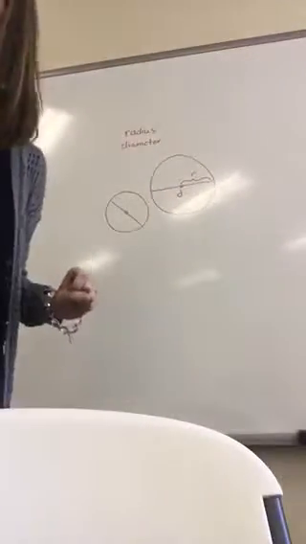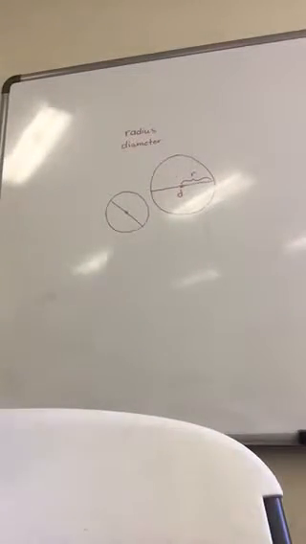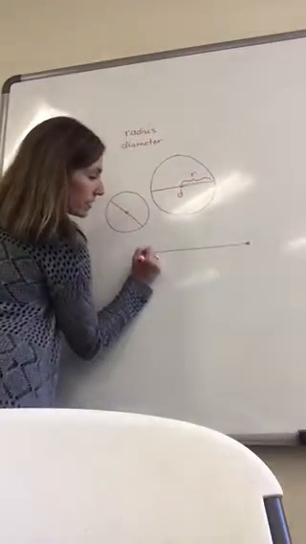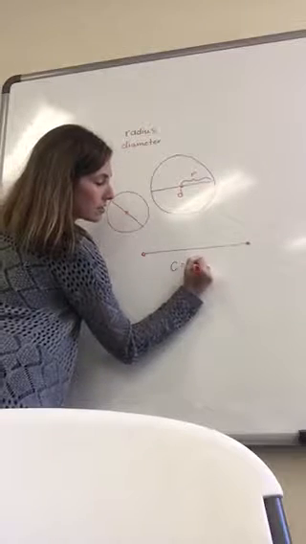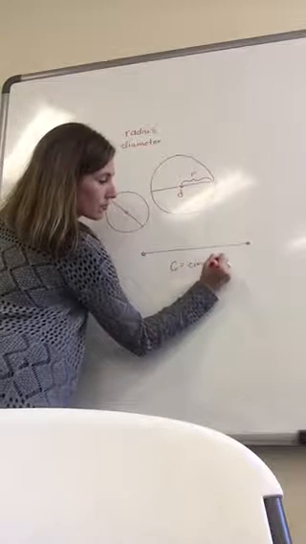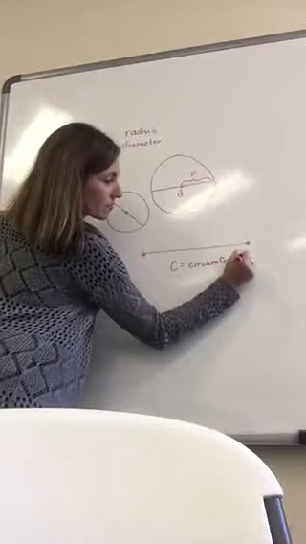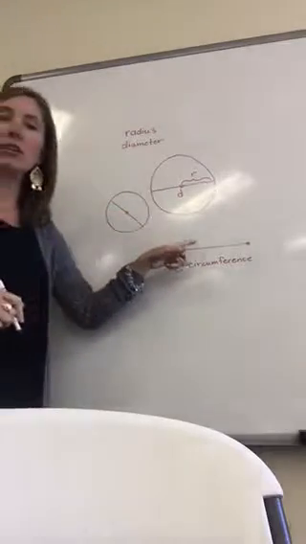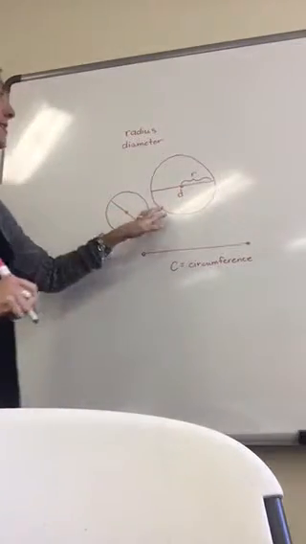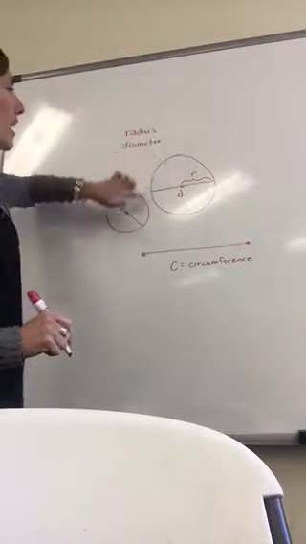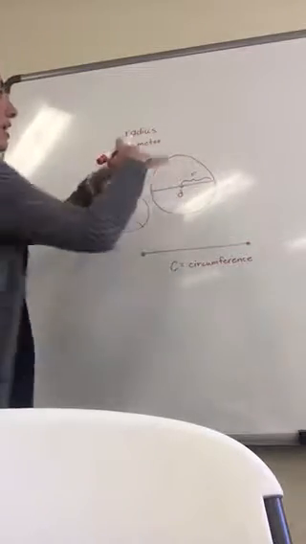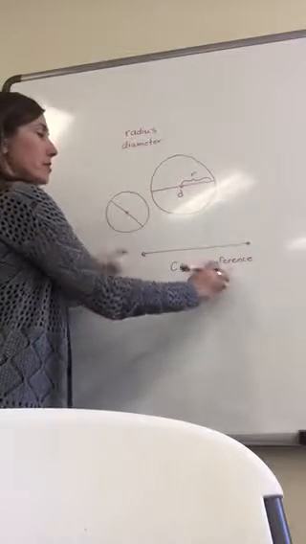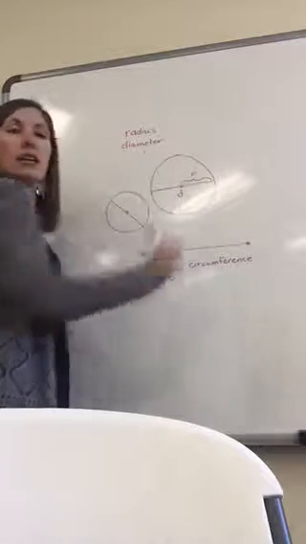Alrighty, now let's look at a couple of other things. The other thing we need to talk about is circumference. The circumference, C for circumference, is the distance around the circle. It's like the perimeter of the rectangle. If we were able to take the line that is the outside of the circle and unroll it or unwrap it, it would fall into this flat line that is our circumference. So circumference is the distance around the circle.